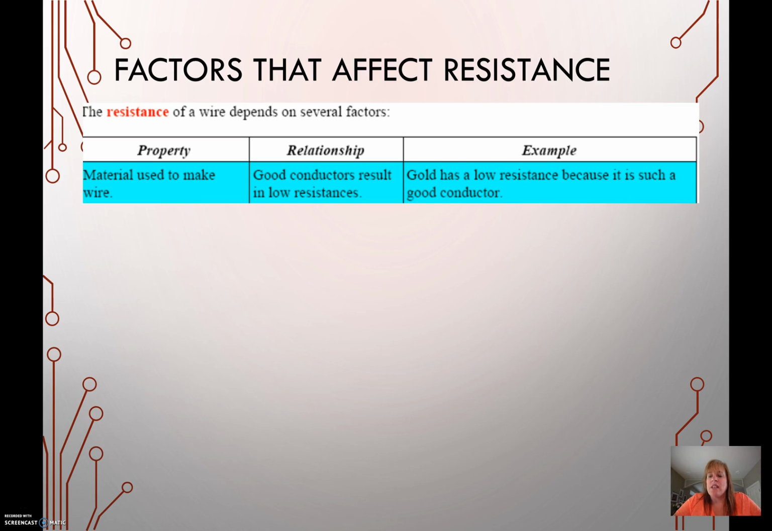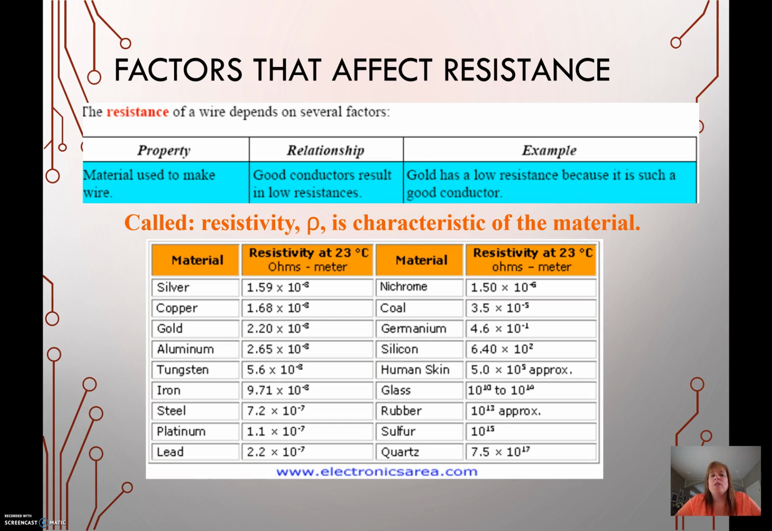Let's talk about some factors that affect resistance. One is the material the wire is made out of, or whatever the material is that we're running current through. Things that are good conductors have very low resistances. In fact, it's called resistivity, that property of the material. It's symbolized by the symbol ρ. But it's a characteristic of a material, so we can go and look them up.